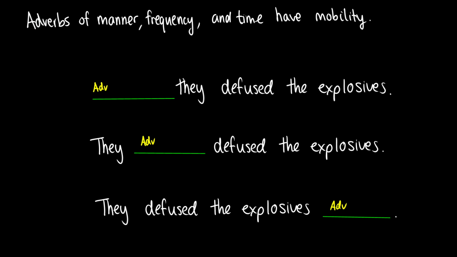So, for instance, let's take the word quietly. So we could say, quietly, they diffused the explosives. They quietly diffused the explosives. They diffused the explosives quietly. So all three of these work. And this is a really good test to see if you have an adverb. Can you move it around in the sentence?